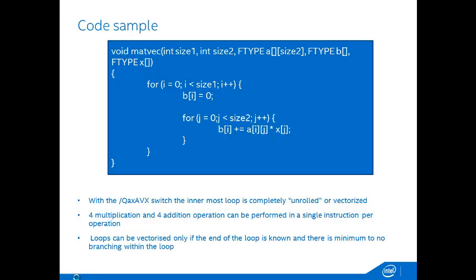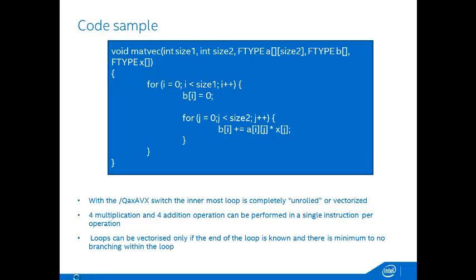With AVX, 4 multiplication and 4 addition operations can be performed in a single instruction because you have extra register space. So what do you need to do to get this benefit? You just need to use this particular switch. So here we discussed what kind of loops can be unrolled. So it is very important to identify that piece of code which gets called the maximum number of times, or which is going to consume the maximum amount of time, and see if you can optimize that piece of code.